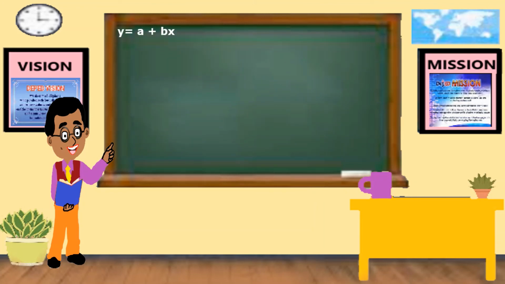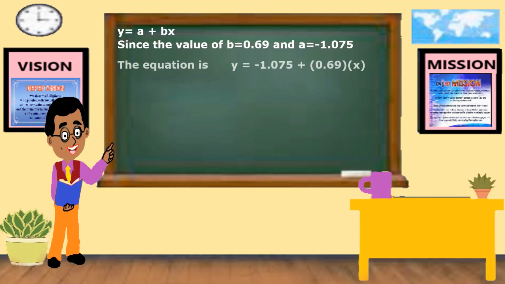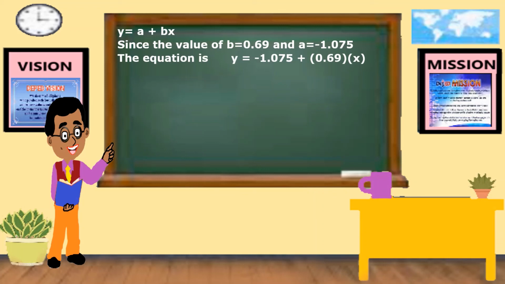y equals a plus bx. The value of our b from our previous problem, which we already solved, is 0.69, and our a is negative 1.075. The equation is y equals negative 1.075 plus 0.69 times x, or y equals negative 1.075 plus 0.69x.